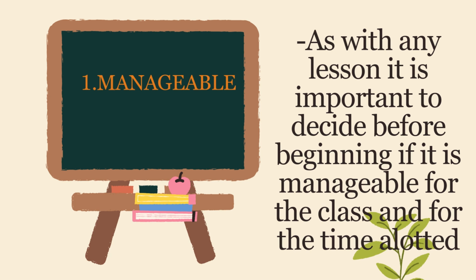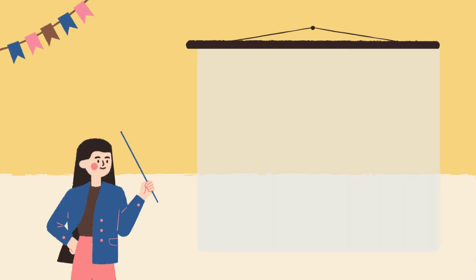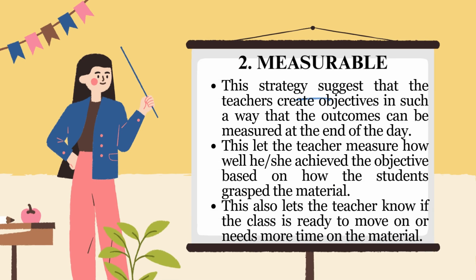So next, let's move on to the next letter M that is called measurable. This strategy suggests that teachers create objectives in such a way that the outcomes can be measured at the end of the day. This lets the teacher measure how well he or she achieved the objective based on how the students grasp the material. This also lets the teacher know if the class is ready to move on or needs more time on the material.